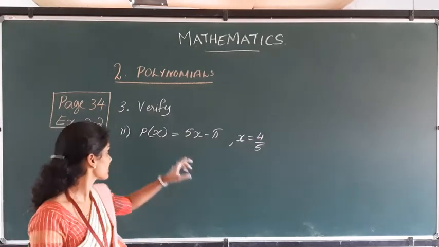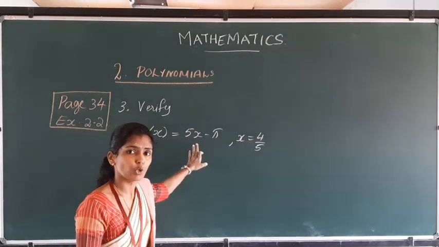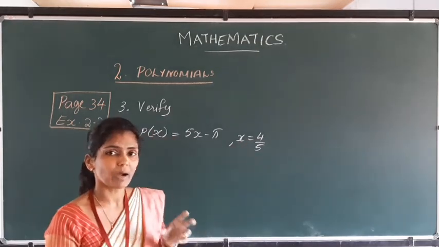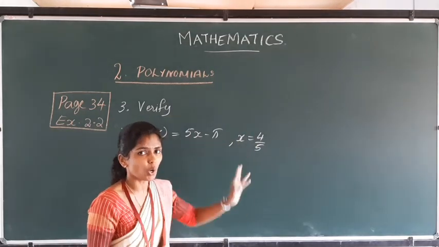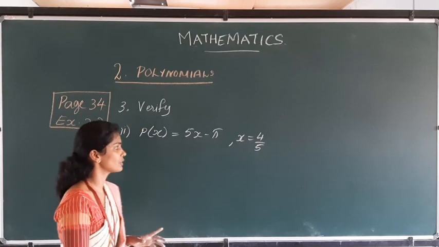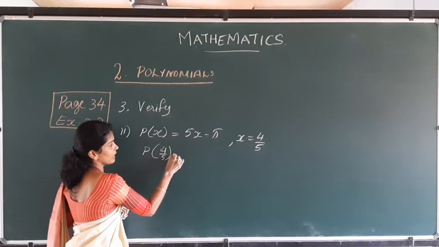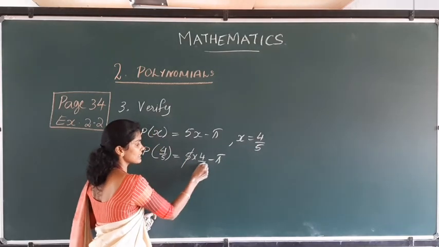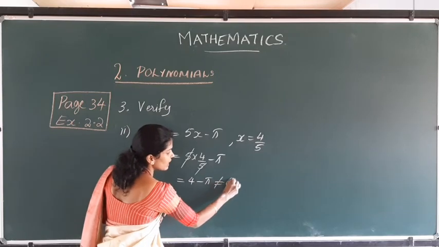Our next question is verify. Here also verify. Second sub-question. p of x equal to 5x minus 5. Here x is 4 by 5. We want to find whether x equal to 4 by 5 is a 0 or not. First we find the polynomial's value at x equal to 4 by 5. We want to find p of 4 by 5. Here we can write 5 into 4 by 5 minus 5. We cancel these two 5. Then we get 4 minus 5. This is not equal to 0.